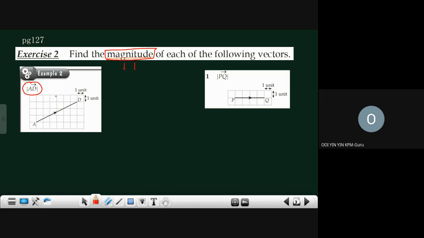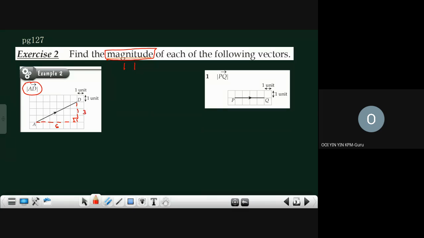Okay, how to find the magnitude? The magnitude can also mean the distance from A to D. Literally A to D. Jarak A to D. Okay, how to find A to D? It's easy. We need a triangle. Can you see that there's a right angle triangle here? So now the horizontal magnitude here, we just count the boxes. 1, 2, 3, 4, 5, 6. So this is 6 units here. And then your vertical magnitude 1, 2, 3, 3 units here.